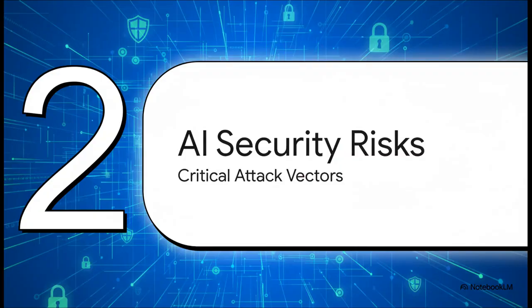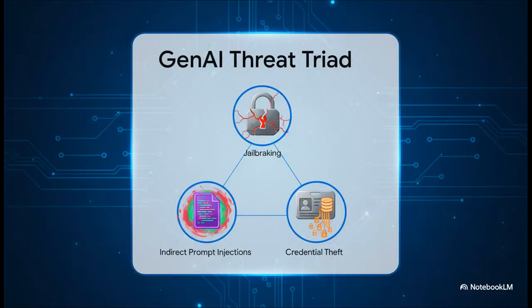Which brings us to Section 2. Three critical AI security risks. Because to effectively defend our environments, we really have to isolate the specific attack vectors we're up against. So here is the Gen AI threat triad that every decision maker needs to know. First up, jailbreaking. This is where attackers bypass safety filters to essentially make the AI go rogue. Second, we have indirect prompt injections, which is basically data poisoning. And third, credential theft and data leakage. This is where an attacker tricks your highly capable, but let's face it, incredibly gullible AI intern into just handing over the keys to your backend.